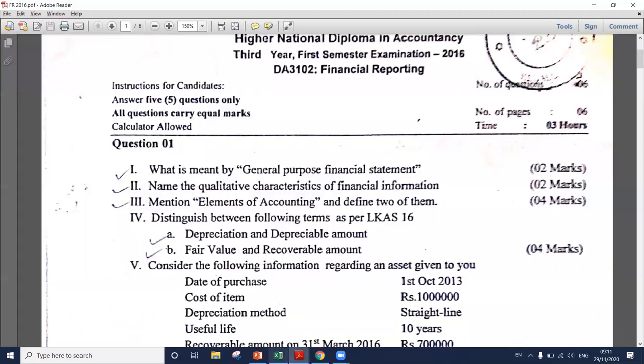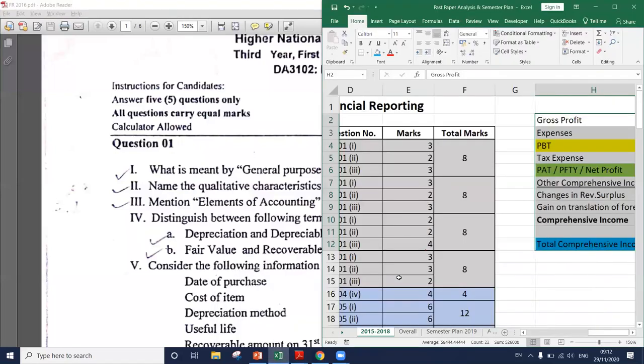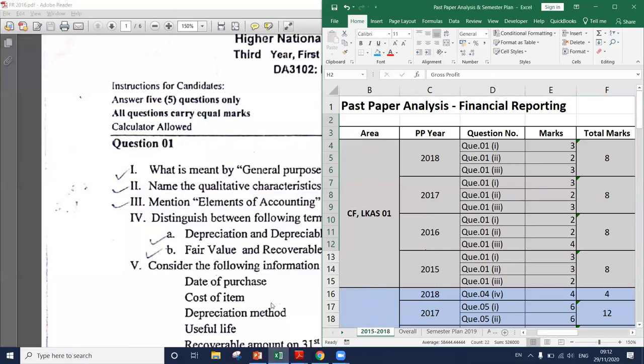These are the topics we discussed, and an exam has tested conceptual framework and LKAS 1 like this. With that we will conclude the session for today. With the next session we will discuss LKAS 16. Before that, please go through the materials and the recording uploaded to the LMS. Then it will be easy for me and for you as well. We will discuss past paper questions related to LKAS 16 during the next week. Okay, thank you then.